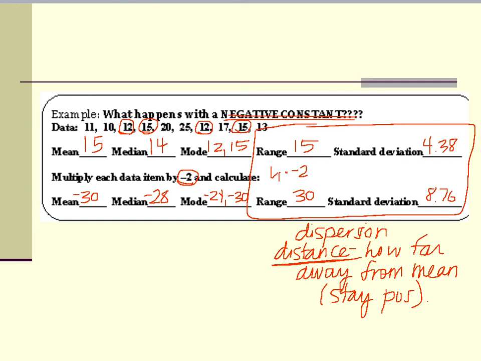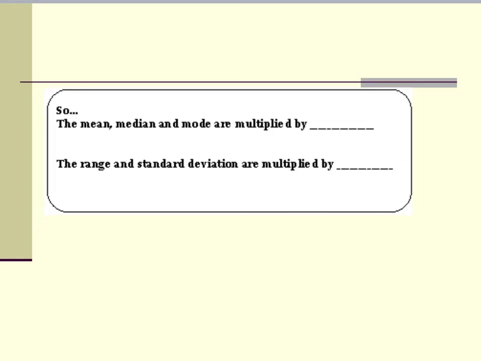What happens with a negative? Just in general, when you multiply, the mean, median, and mode get multiplied by the actual value itself. But the standard deviation and the range only get multiplied by, I'm going to say, the absolute value of whatever that number is. And so this is always the positive version of it, because again, distance can't be negative. And that's kind of the thing to keep in mind.